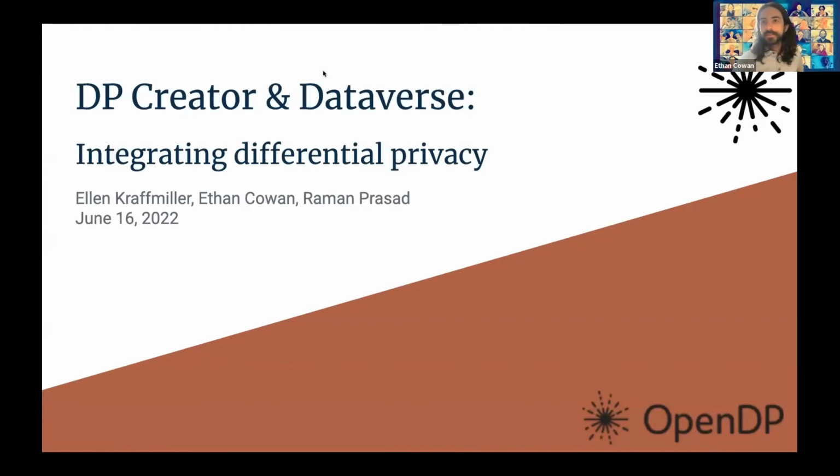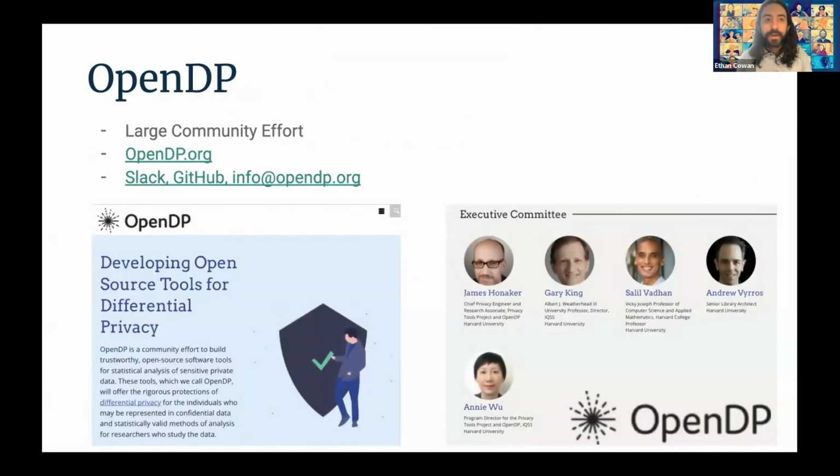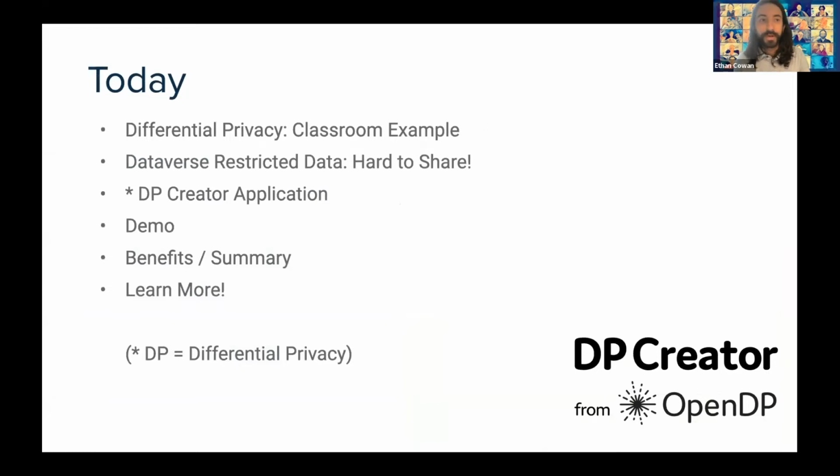Okay, hi everyone. My name is Ethan Cowan, and along with my colleagues, Ellen and Raman, we will be presenting DP Creator and Dataverse, integrating differential privacy. A bit about OpenDP, which is short for Open Differential Privacy. This is a large community effort, which is developing open source tools for differential privacy. You can see on the right our executive committee led by Dr. Gary King and Dr. Salil Vadhan. And we are focused on developing open source tools for differential privacy.